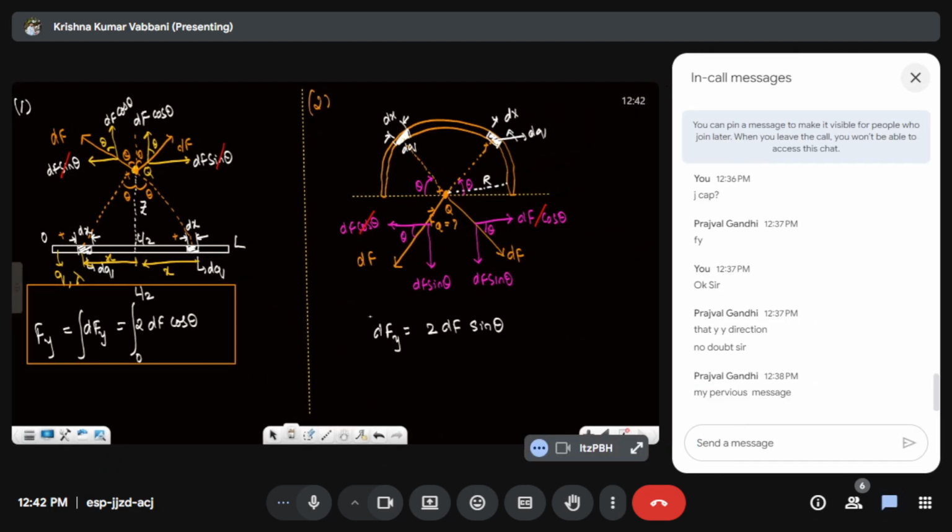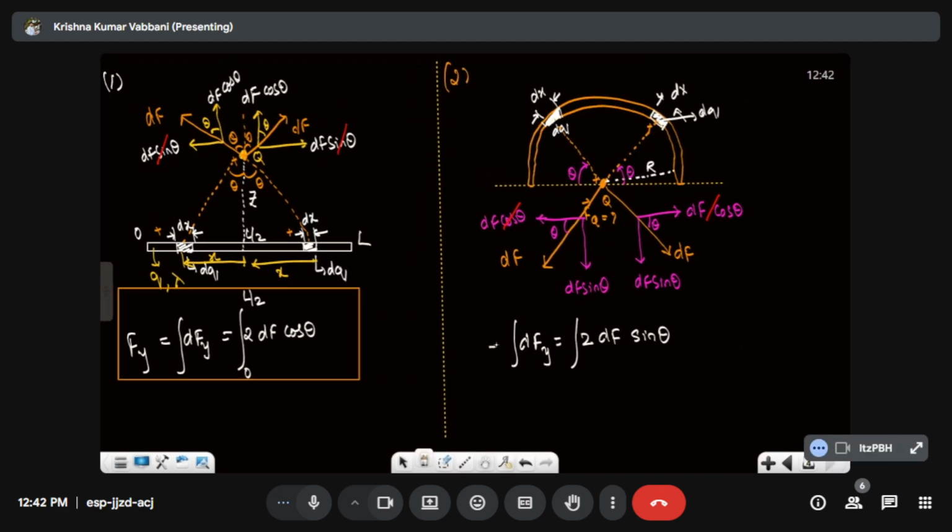So I need integration, that's why this is my Fy. So what are the limits? If you take these limits, usually this is a half circle like this, so that's why my theta is 0 to pi. If 0 to pi, what are my half limits? 0 to pi by 2. Is this clear?